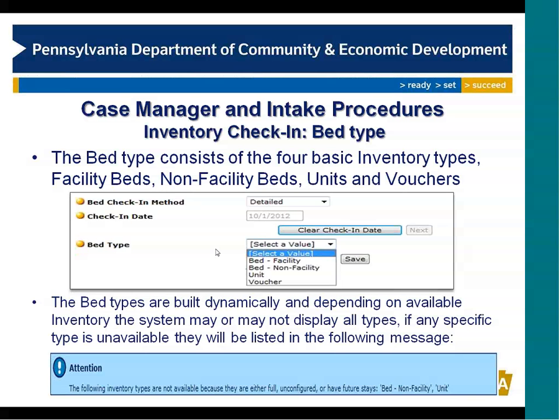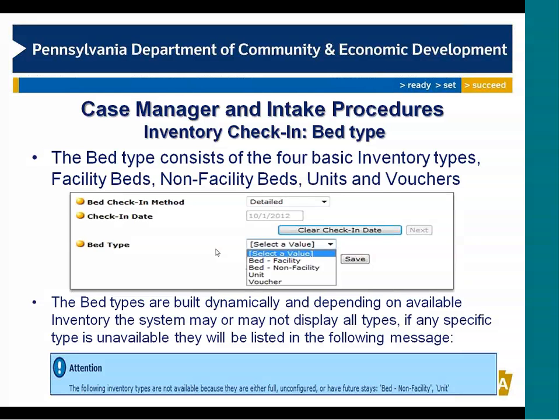Depending on which one you select, the system will dynamically build the next screens depending on that item and the requirements of those items. The system also builds this bed type selection list dynamically, depending on the status of your current inventory, what's configured, what's filled. It only shows inventory types that are available in your inventory and have the ability to meet the demand of your selected clients.